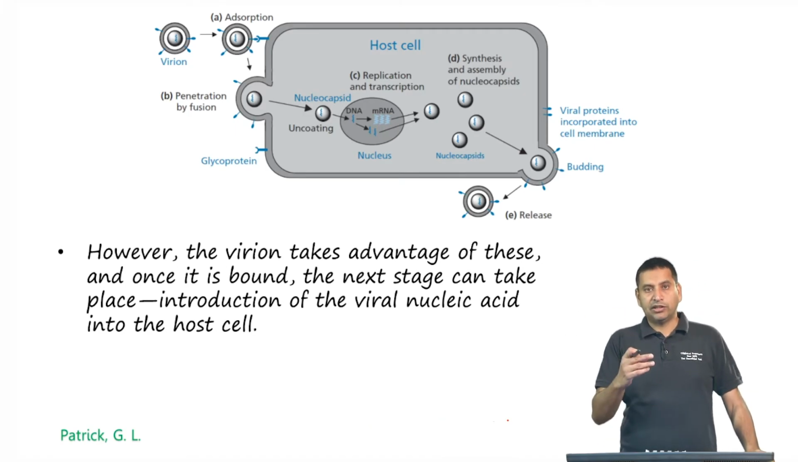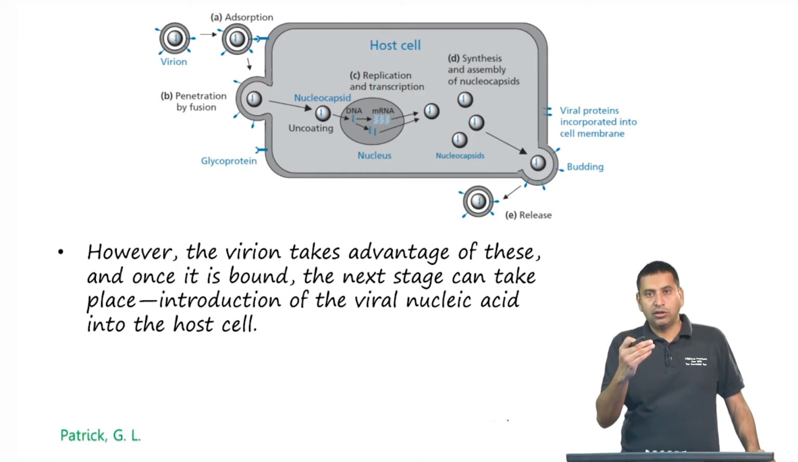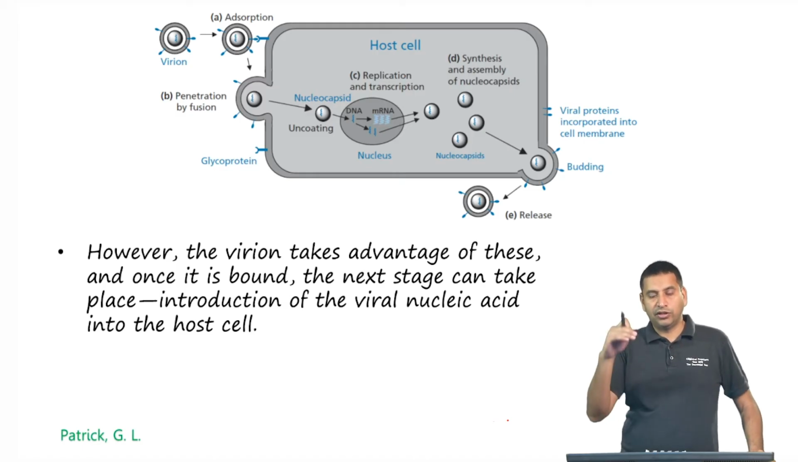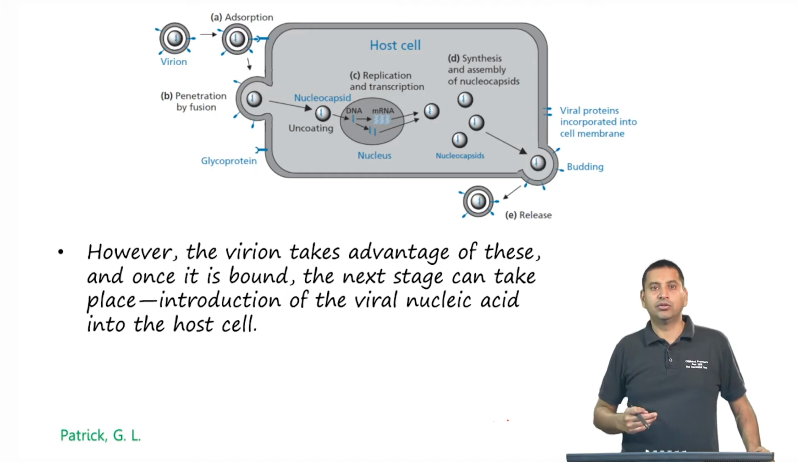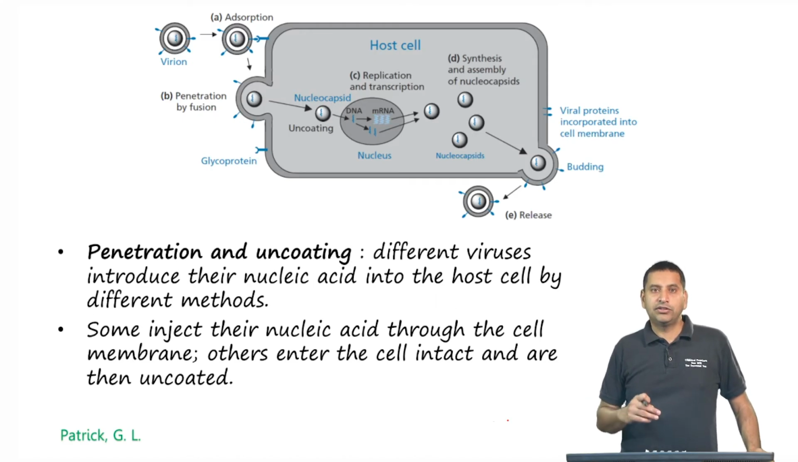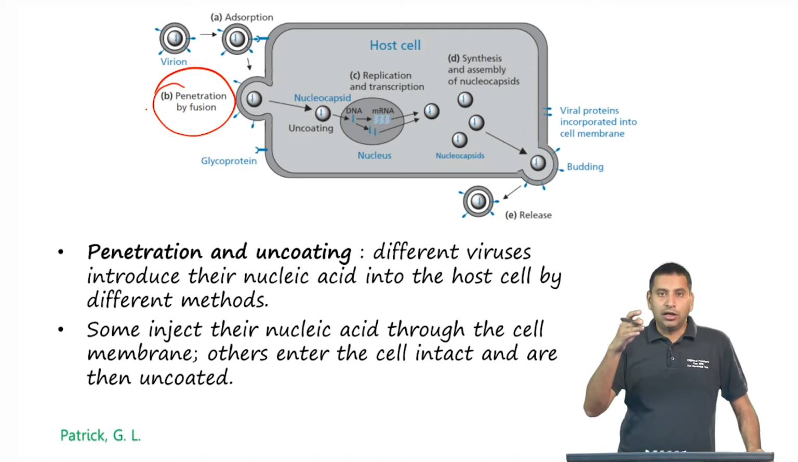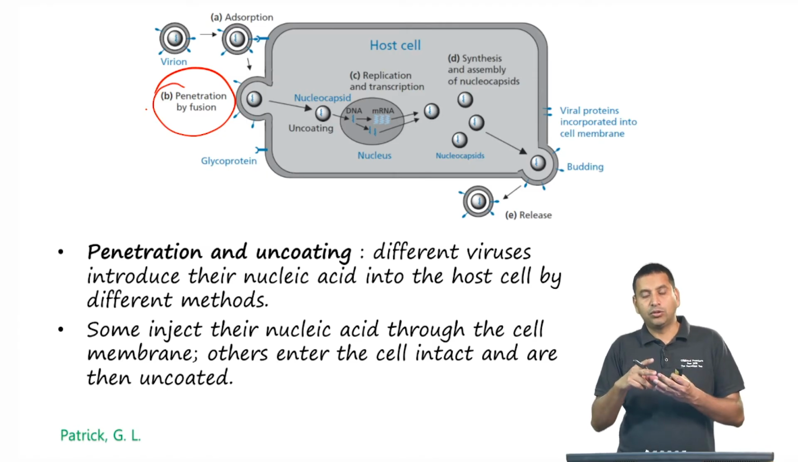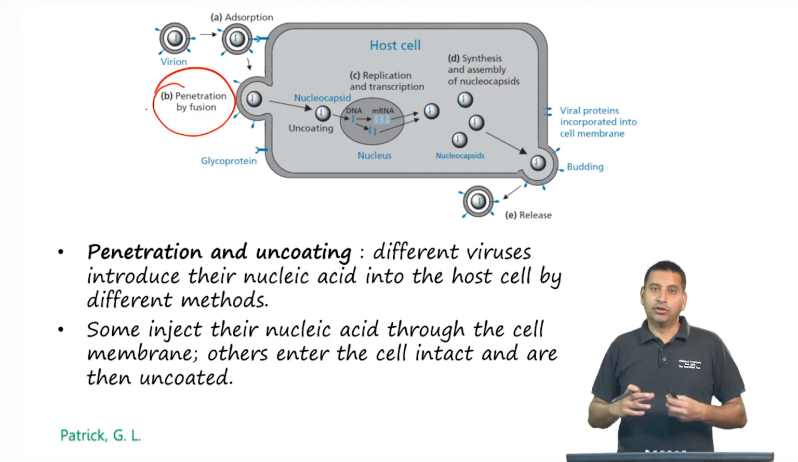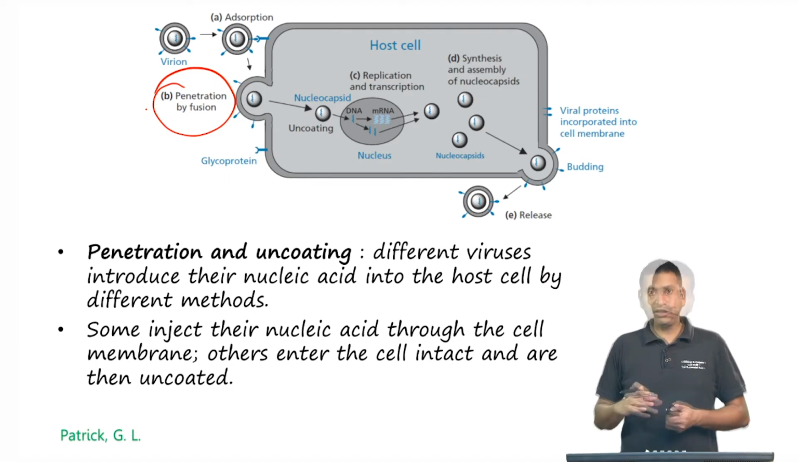So, the virion takes advantage of these, and once it is bound, the next stage can take place, which is the introduction of the viral nucleic acid into the host cell. So, the next stage is penetration and fusion. Different viruses introduce the nucleic acid by different methods. Some of them inject the nucleic acid through the cell membrane. Others enter the cell intact and then they are uncoated. So, depending on the type of virus, this mechanism will change.